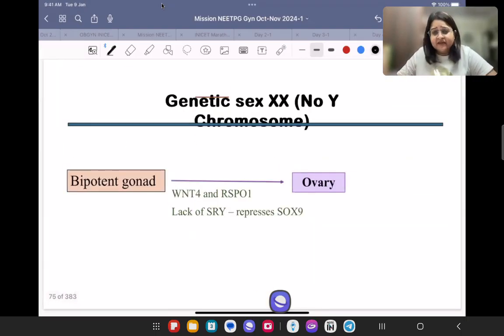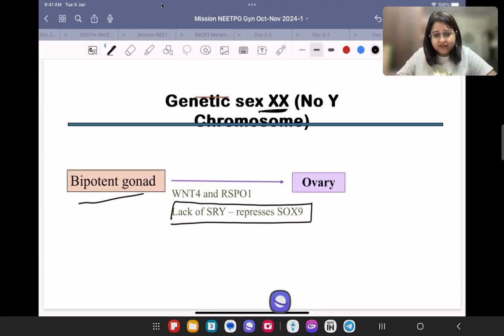It's the same thing again and again. Now, if it's XX, what happens? It's a bipotent gonad. There is lack of SRY. This suppresses the SOX9 gene. And there are two other genes in the ovary.